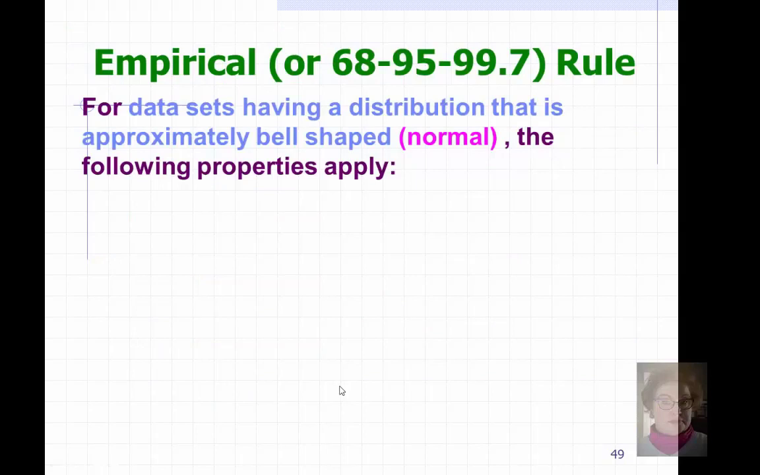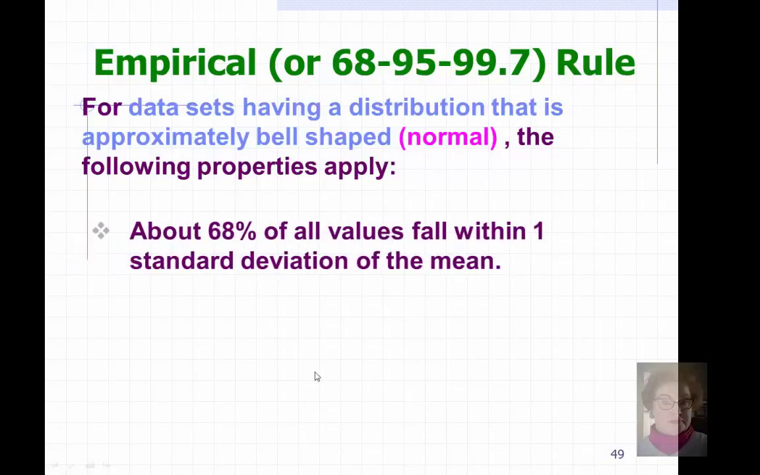Now, this is talking about the usual and unusual. So we're going to talk about an approximately bell-shaped curve, which we will call normal. And here is what is true about a normal distribution. In a normal distribution, 68% of all values fall within 1 standard deviation unit of the mean. That's more than 2/3.